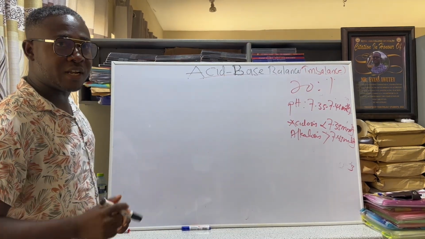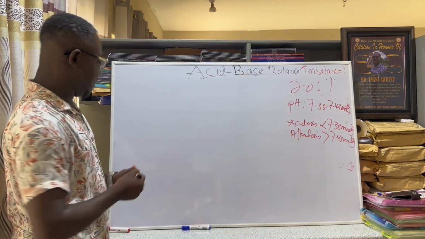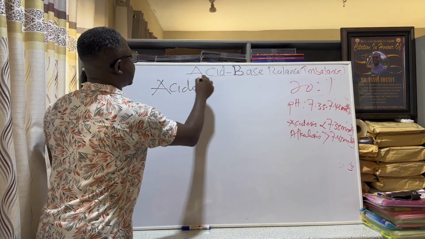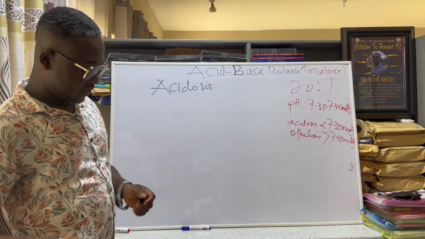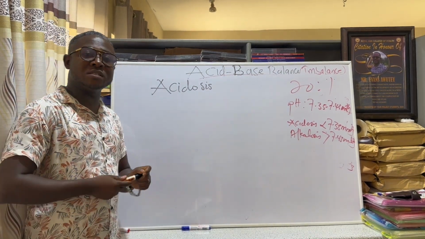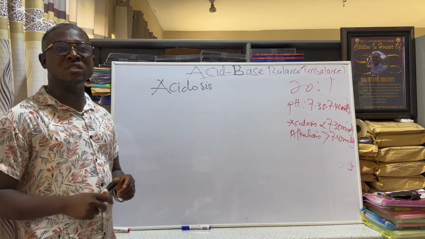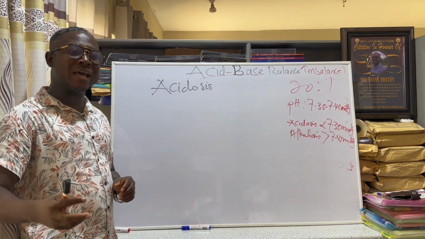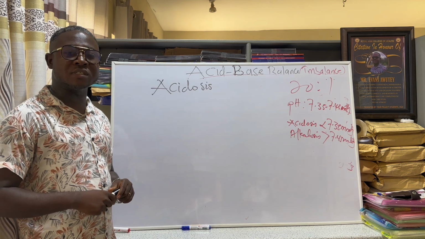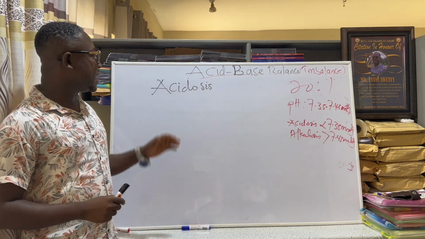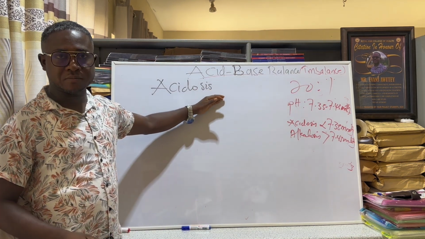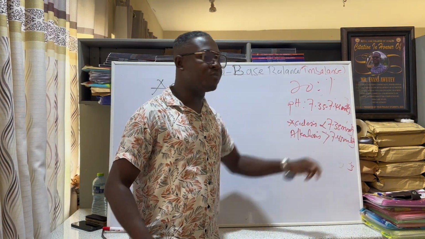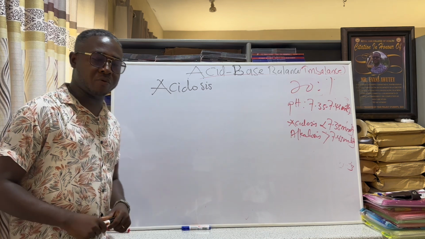Now, let's start with either acidosis or alkalosis. Alright, so now let's take it one after the other. First, let's look at acidosis. Acidosis simply means a pathological condition or changes that occur when there is a high concentration of hydrogen ions in the blood, and that is known as what? Acidosis. That means that the pH of that blood is less than 7.35.